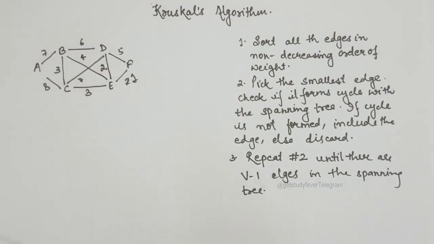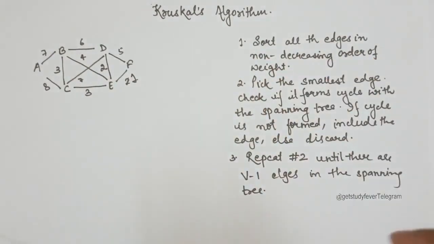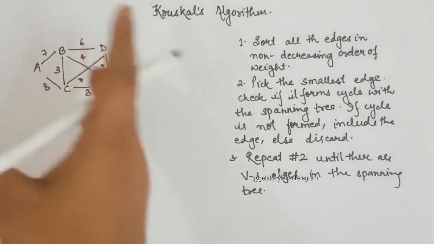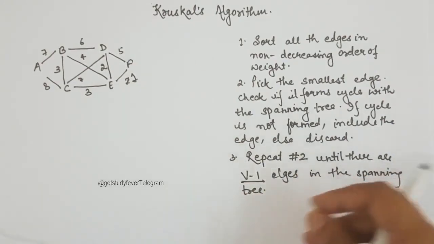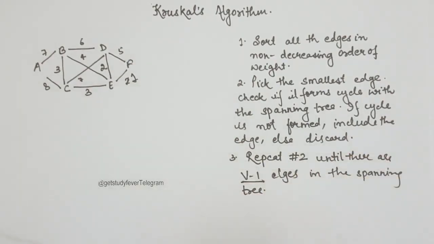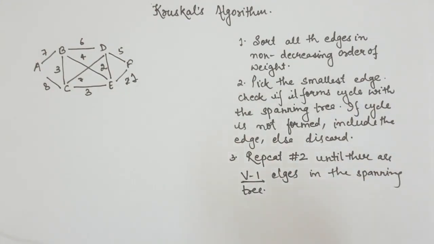So Kruskal's algorithm is quite simple. What we do is that we sort all the edges in non-decreasing order of weight. Let's say these are the edges. I sort them in increasing order of weight. And till we have included V minus 1 edges in the spanning tree, we pick the smallest edge and check if that edge forms a cycle in this spanning tree. If a cycle is not formed, we include the edge, else discard.